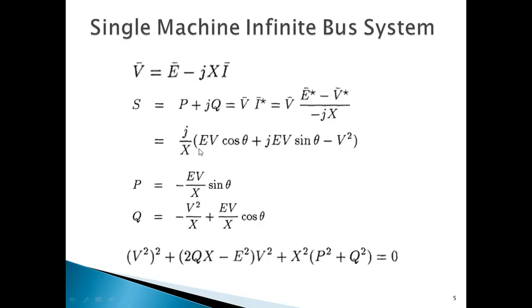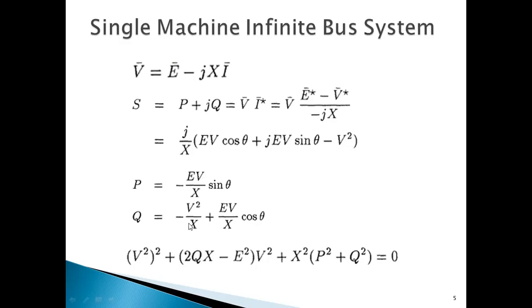And further, after simplifying, we will get Q is equal to minus V square by X plus EV by X cos theta. Finally, we have got two terms. The equation for real power, that is equal to minus EV by X sin theta. And we have got one more term after equating the imaginary part. What is that? Q is equal to minus V square by X plus EV by X cos theta.